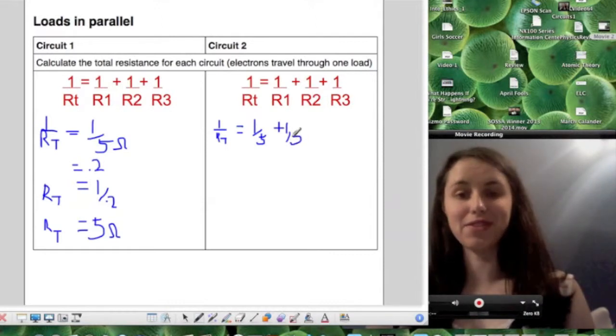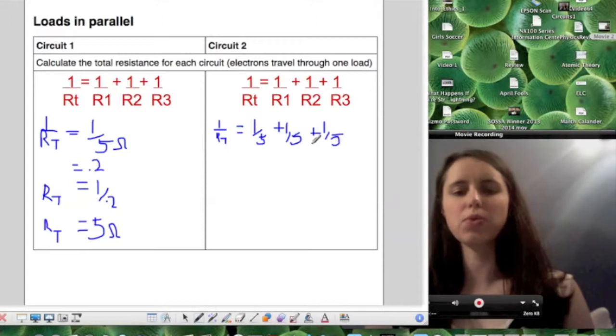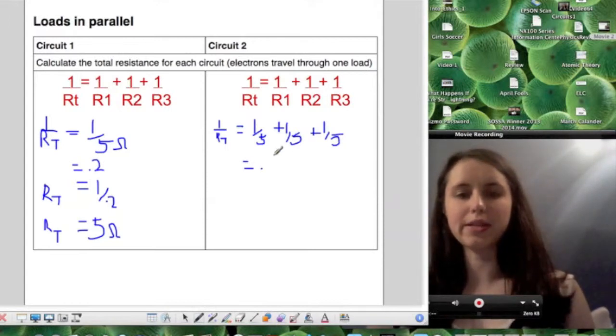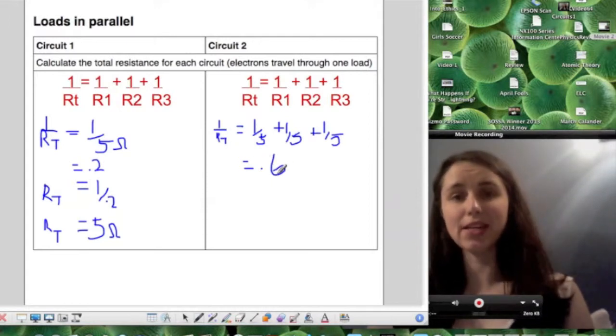Luckily, I've already figured out what 1 over 5 is in my calculator, so I can pretty much reduce this to a decimal right away, right? So I know that 1 over RT is going to be equal to 0.2 plus 0.2 plus 0.2, which is going to be equal to 0.6, right? So 1 over RT is going to be equal to 0.6. Am I done yet? No, I don't care what 1 over RT is. I care what resistance total is.